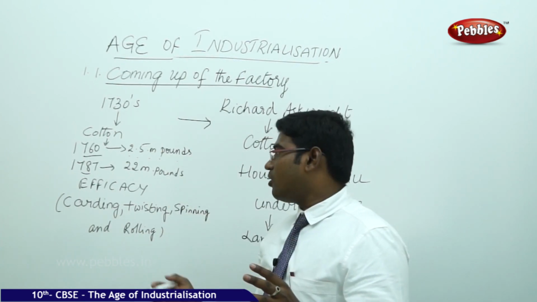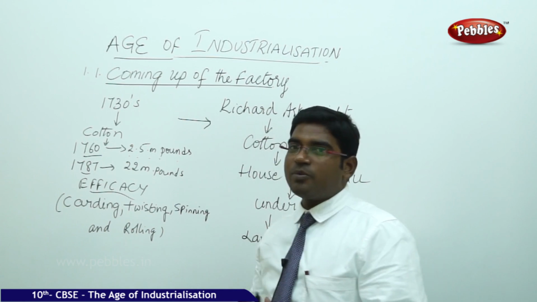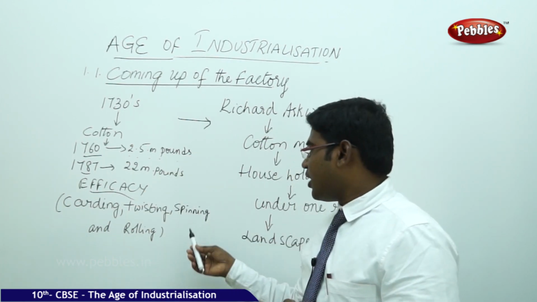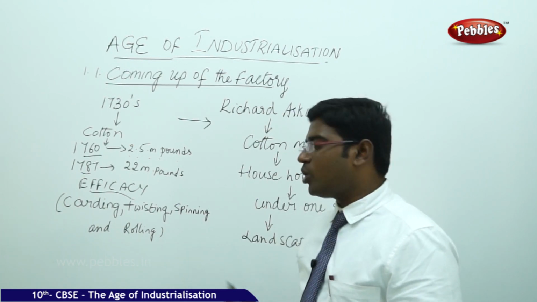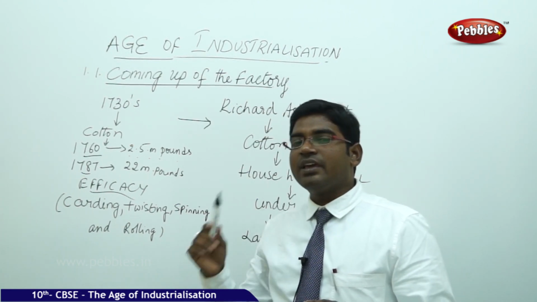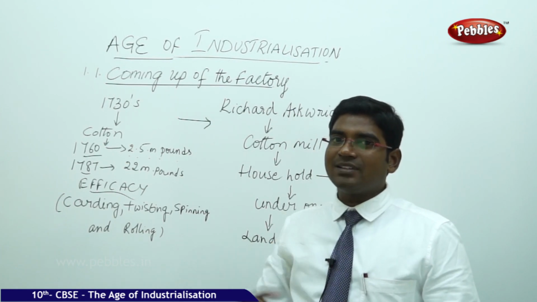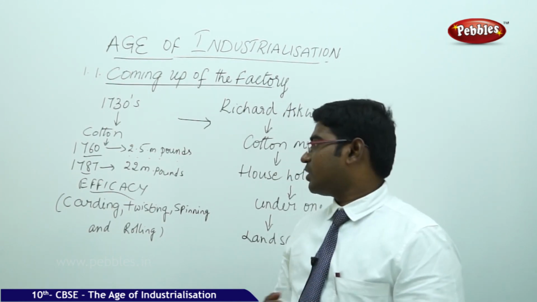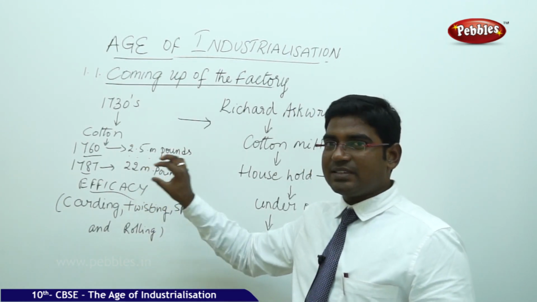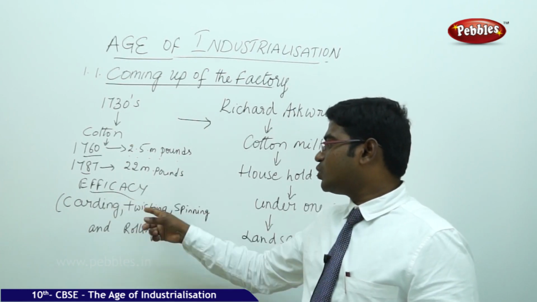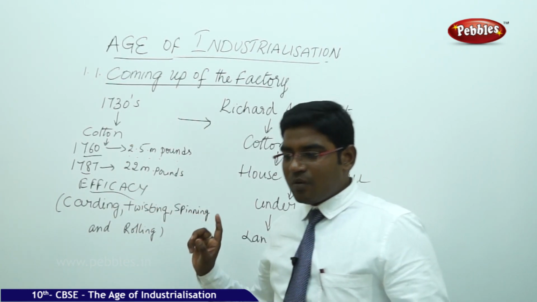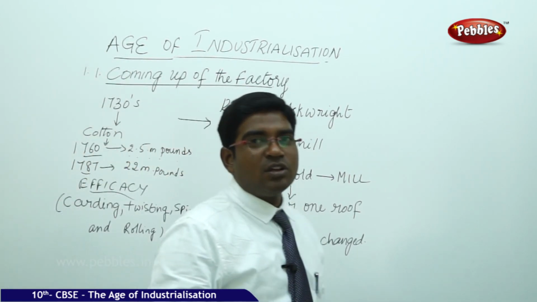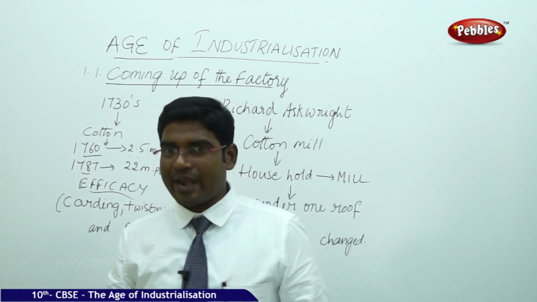And with the improvement of efficiency, the improvement in the production in the carding system, in the twisting system, in the spinning, and finally in the rolling, the production of the entire cotton increased on a very large scale to meet the requirements of the international market. So the efficiency is a combination of carding, twisting, spinning and rolling, which are the four important activities necessary to get cotton into your hand.